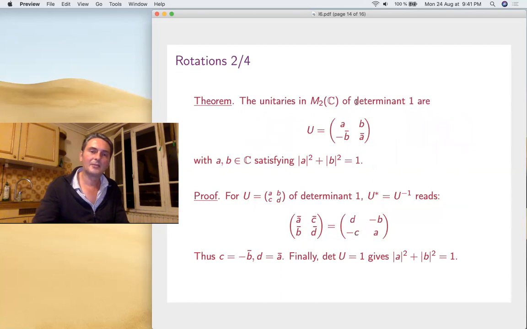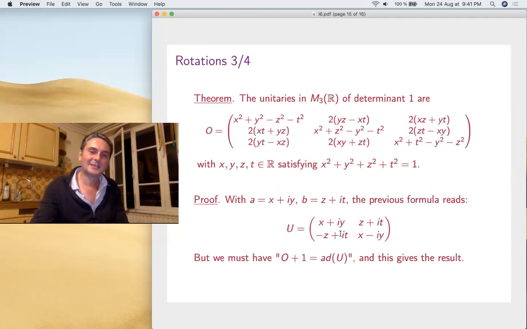So unitaries 2 by 2 of determinant 1 are this. Now, if I write A is x plus iy and B is z plus it, then x, y, z, t must lie on a sphere, right? So you see these 2 by 2 unitaries of determinant 1 are of this form, with x, y, z, t satisfying this equation. They are on the sphere, if you want, of space-time, in 4-dimensional space. Okay. And now the point, but this is a bit tricky.